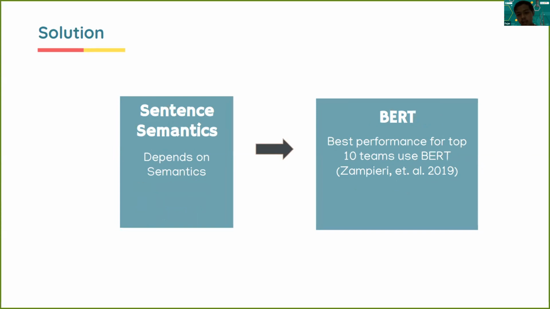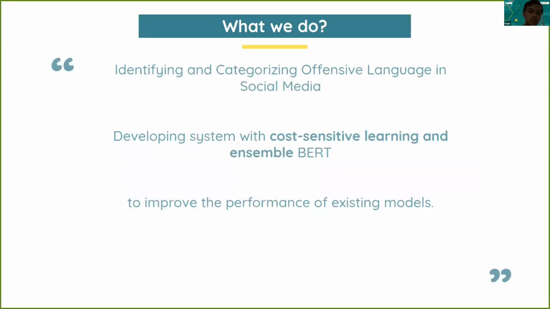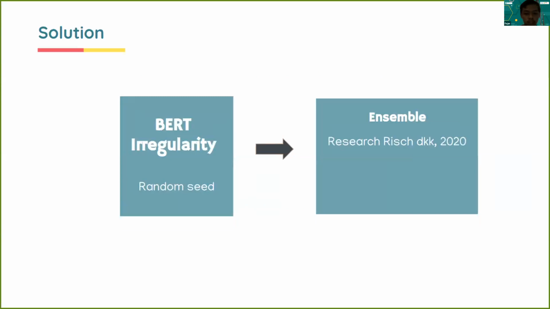The other reason is that from the previous works, the top 10 teams that achieved state-of-the-art performance in the OLID dataset research used BERT and modifications of BERT. Then for the solution to the imbalanced dataset, we use cost-sensitive learning by modifying the last classification layer on top of BERT. And for the BERT irregularity, we use an ensemble to tackle the problem.